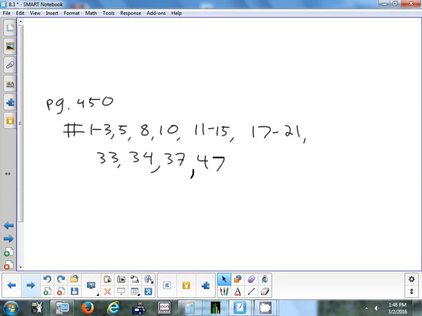All right, so the homework in the book on page 450: 1 through 3, 5, 8, 10, 11 to 15, 17 to 21, and then 33, 34, 37, 47. We'll look at that tomorrow. We'll finish up section 8.4 tomorrow, and then we'll have our test on Friday.